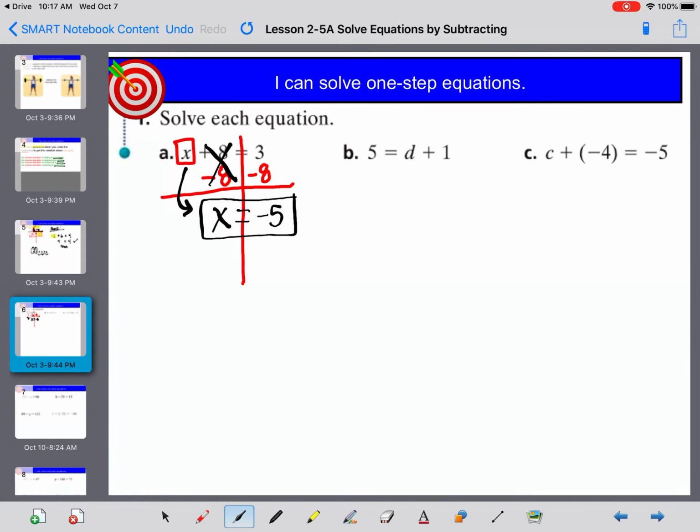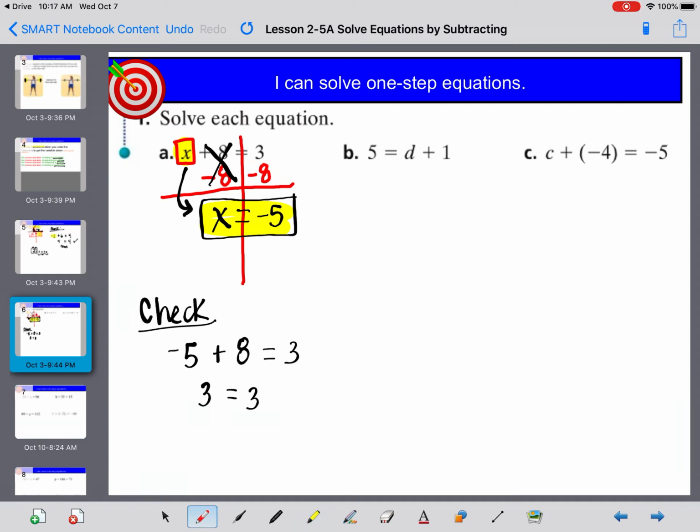x is by itself, or isolated. There's nothing else on the left-hand side, so I know I'm done. Then I go ahead and I check my work by substituting -5 in for x in the original problem. -5 plus 8, does that equal 3? If this is a true sentence, like yesterday, then I know I did the problem correctly. 3 does equal 3, and so I know that -5 is the correct answer.